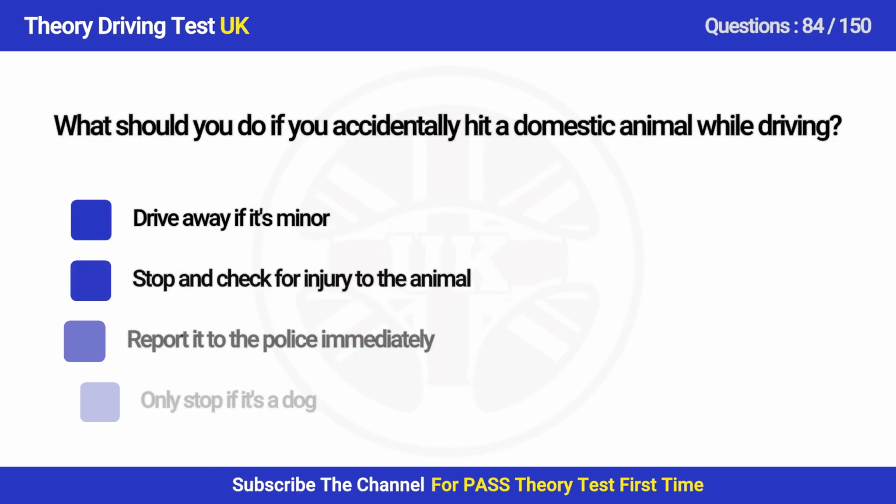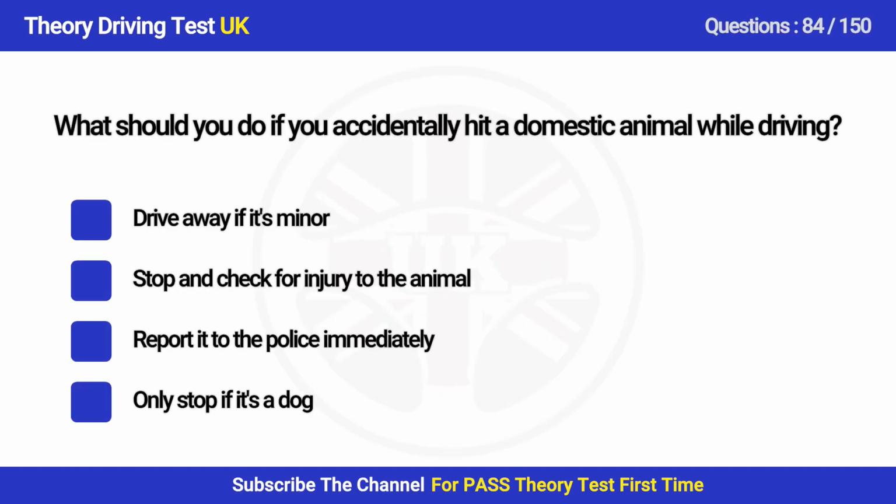Question 84. What should you do if you accidentally hit a domestic animal while driving? A. Drive away if it's minor. B. Stop and check for injury to the animal. C. Report it to the police immediately. D. Only stop if it's a dog.